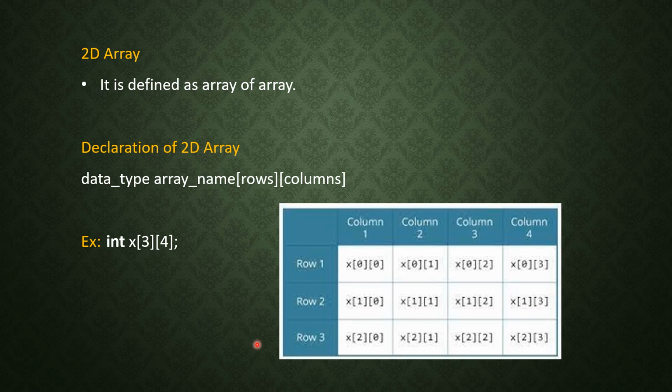And when you change the row again, the previous one was 1, so this will be 2. So x of 2 of 0, 1, 2, 3. So like that you access a particular position's element with the indices. You have to specify the row number and the column number. The indices start from 0. So 0, 1, 2 for the rows, and in the columns also 0, 1, 2, 3, like this.